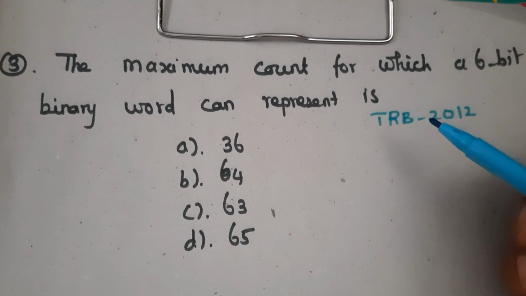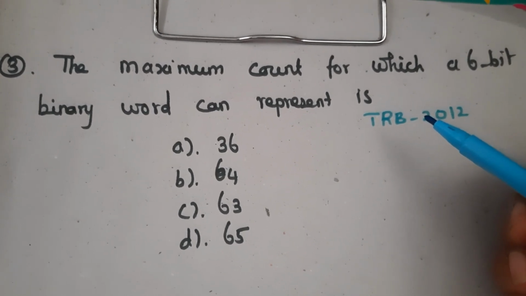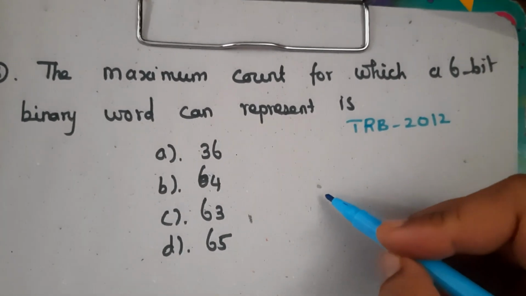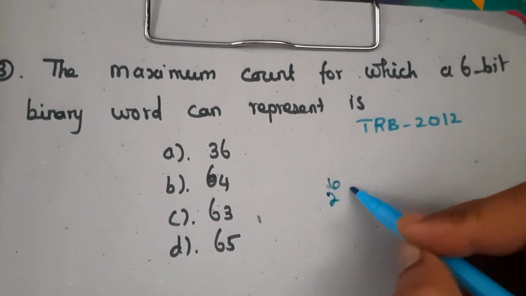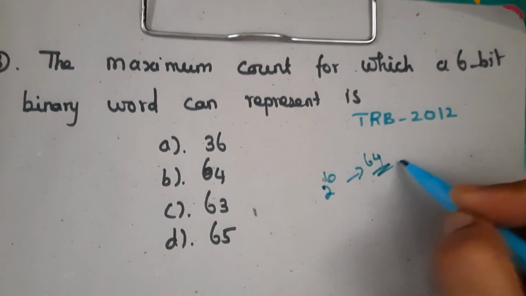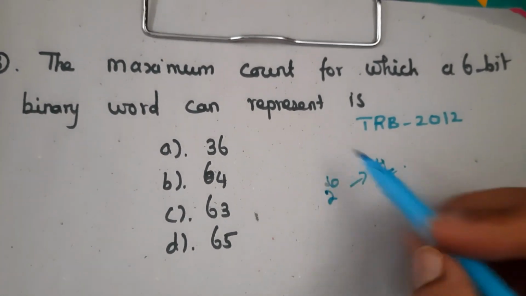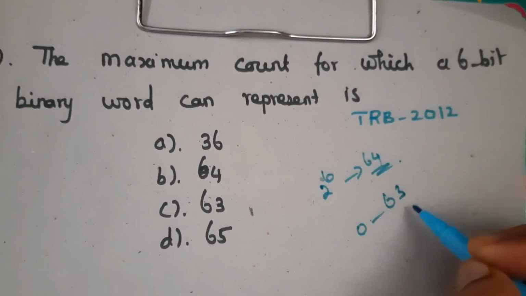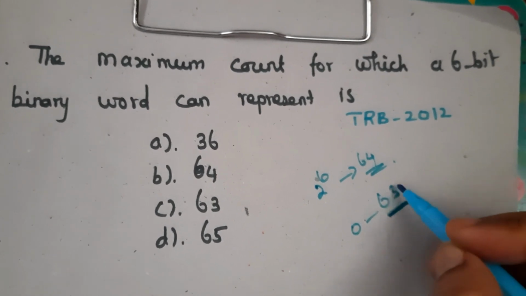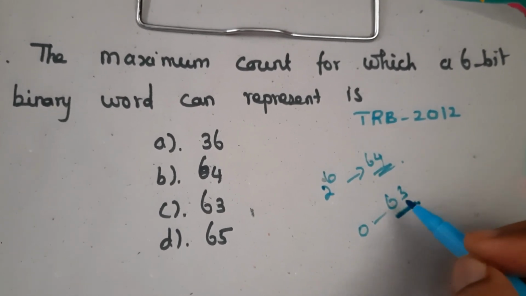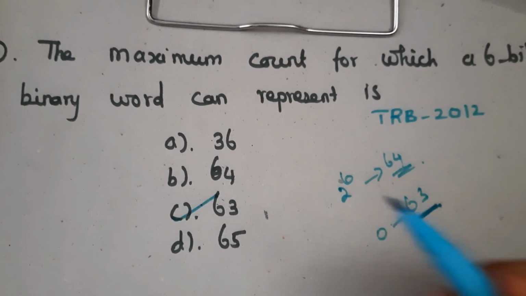Next question, the maximum count which a 6-bit binary word can represent is. So the maximum count here is 2 power 6, that means 64. But the word that can be represented using this 6-bit binary is 0 to 63. So the maximum number we can represent is 63. So here the answer is C.